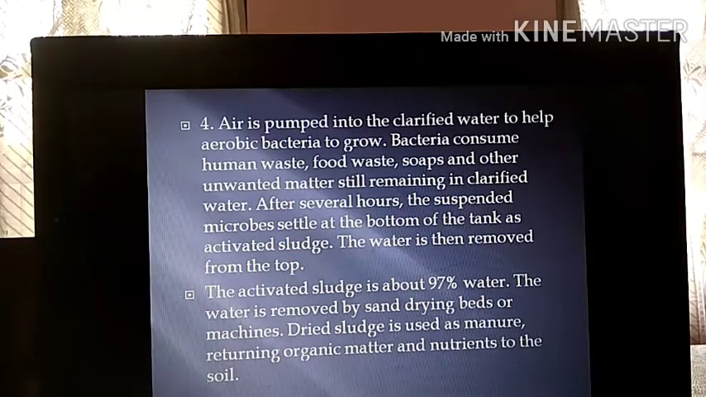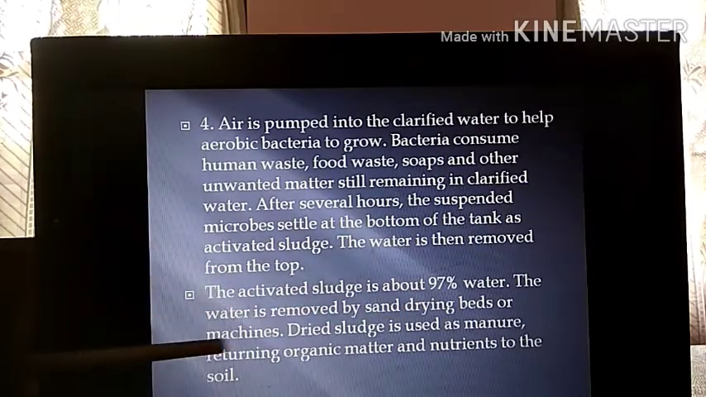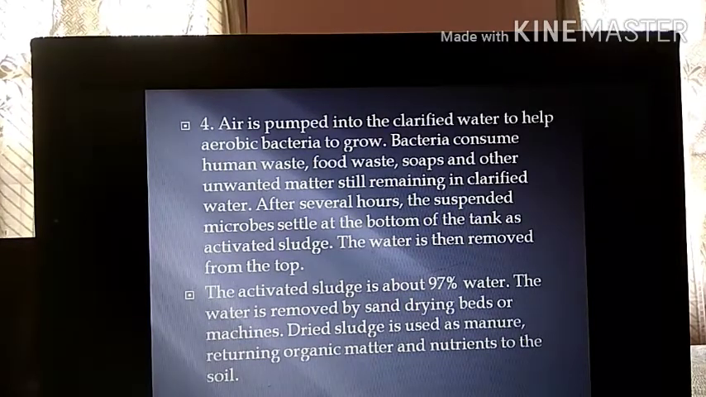So how is the water removed? It is removed with the help of sand drying beds or by machines. Dried sludge is used as manure, returning the organic matter and nutrients to the soil. Now the dried sludge can be used as a manure. Manure means it can be used for the plants so that they grow healthily.